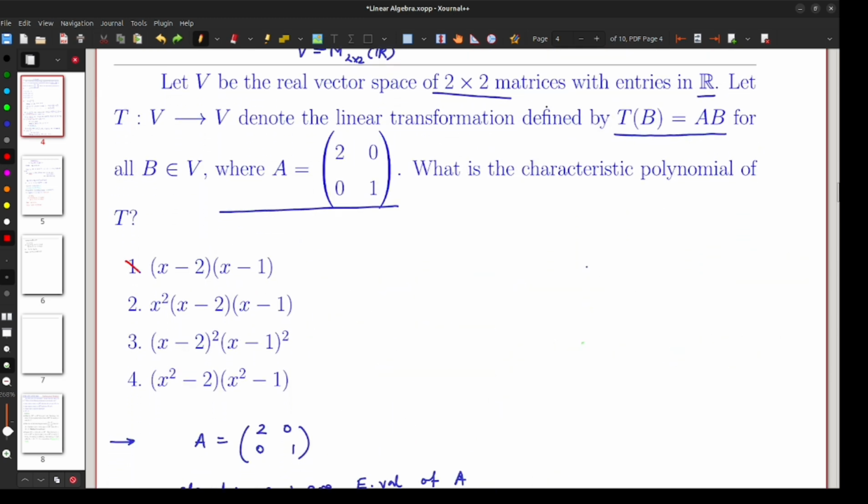So option 1 is false, option 2 is false, option 3 is true, and option 4 is false.